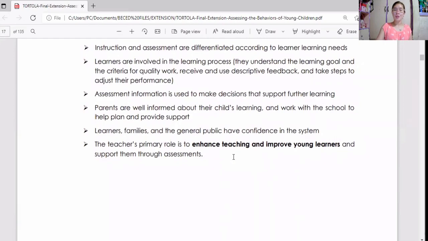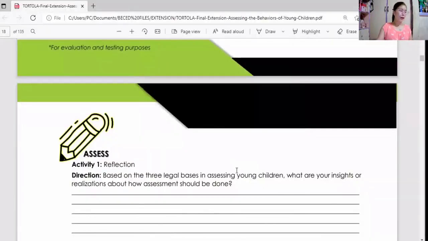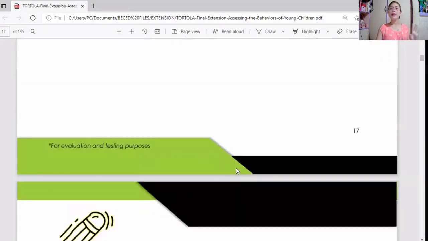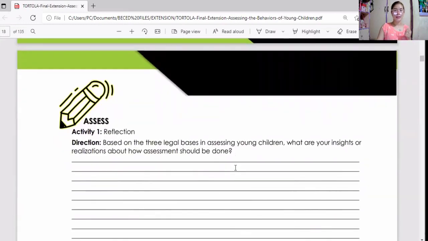Okay? So again, the primary role is to enhance the teaching and improve young learners and support them through assessment. So that is the primary role of an early childhood teacher like you and like me, to enhance teaching and improve young learners. So that's all about the guidelines in assessing young children. We have mentioned 3 guidelines. So let's proceed to the assess part.